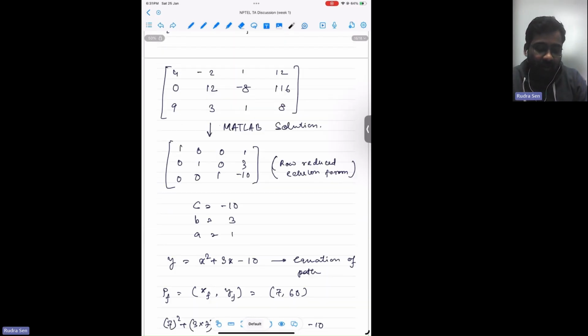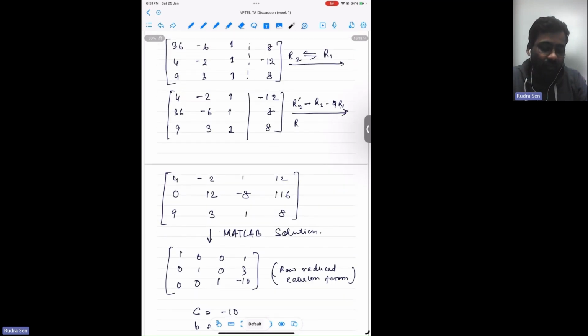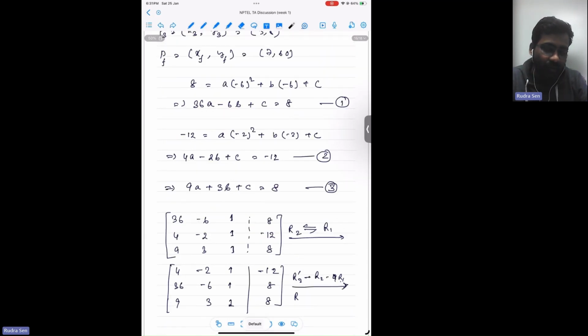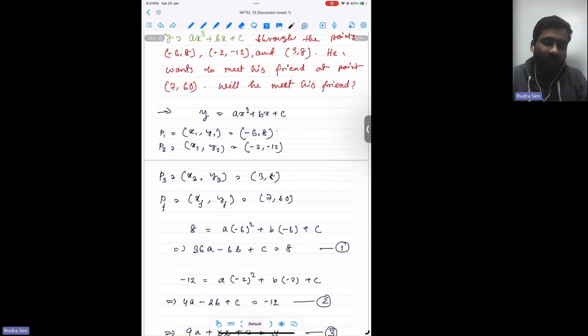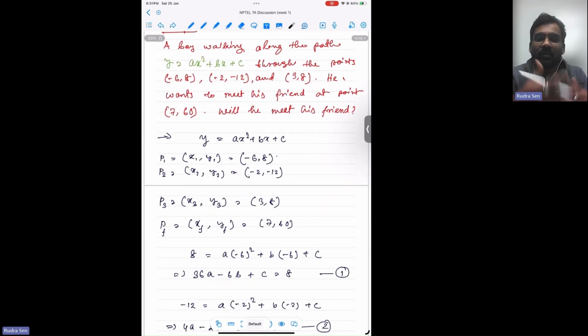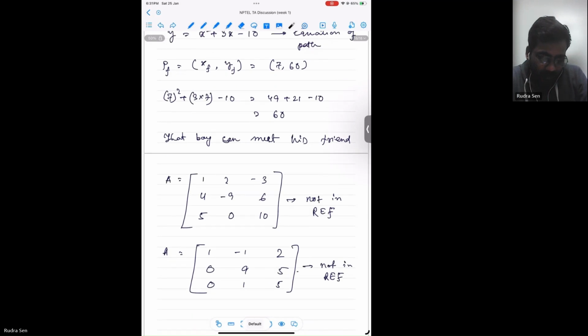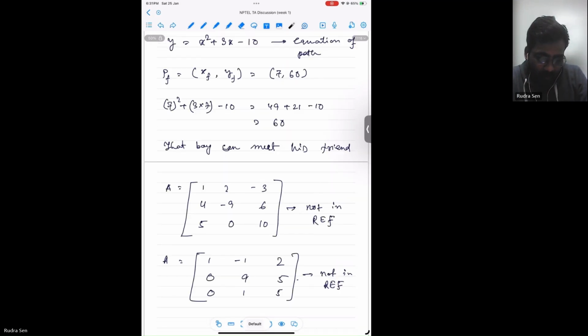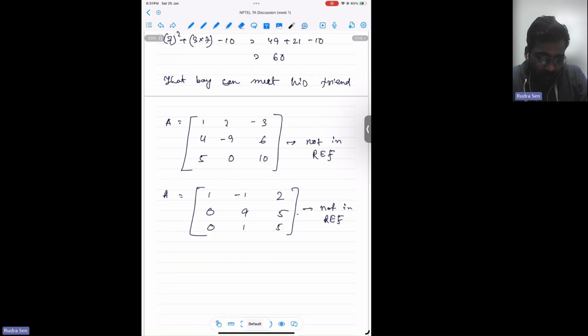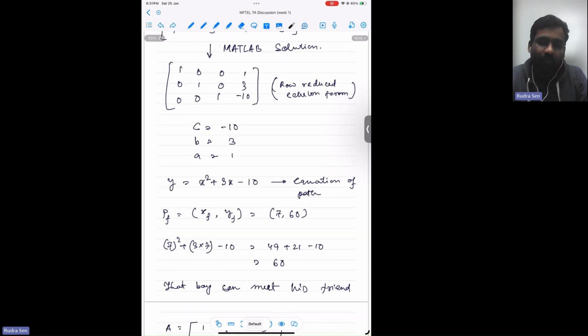These two questions show how linear algebra is used in real life applications. Okay. Up to that point, I hope there are no questions, right?